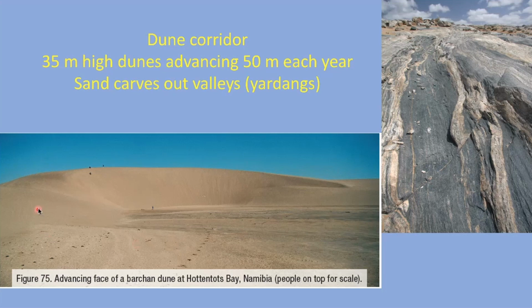This shows you one of the huge Barken dunes. These are people on top for scale. So these are like 35-meter high dunes, and they can move up to 50 meters a year. So really spectacular movement of sand. And that sand is all destined to go north through the corridor to the Namib Sand Sea. So it's like a direct feed. And remember, all this sand originally comes from the Orange River.